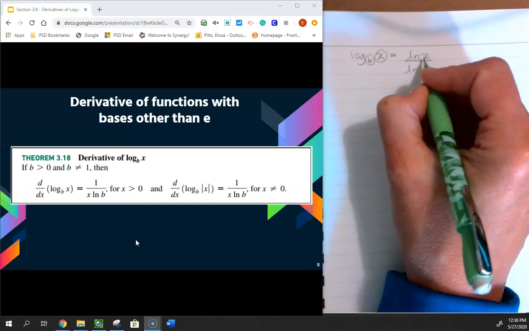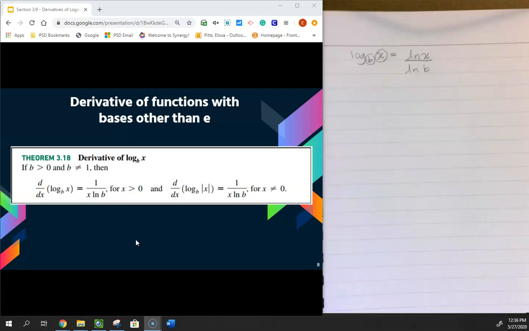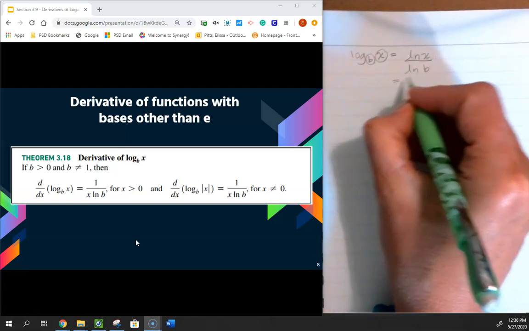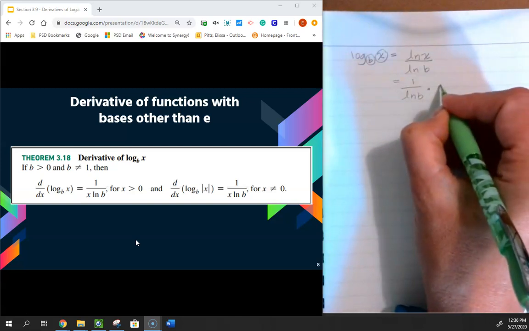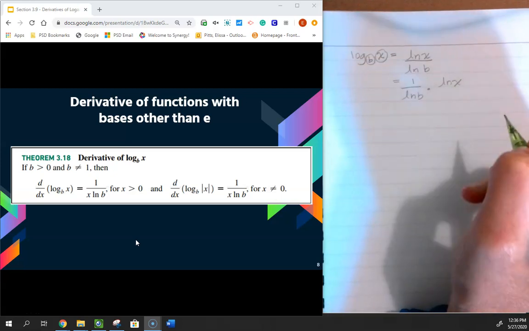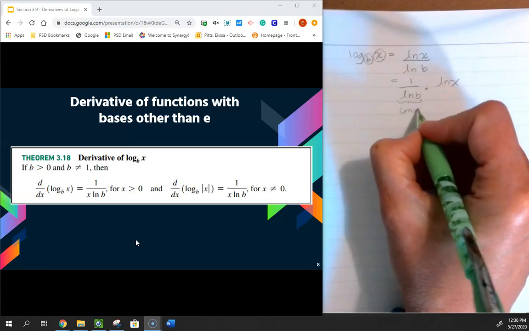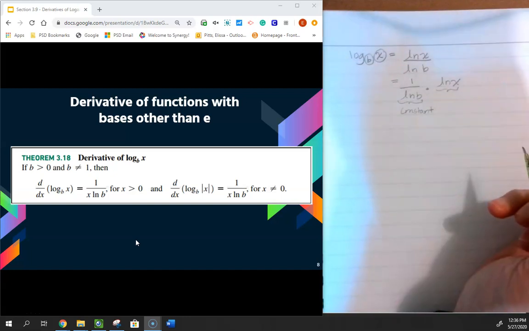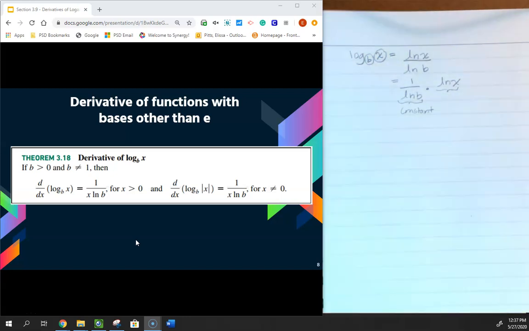You could put log base 2 of x over log base 2 of b, but since we know what the derivative of the natural log of x is, we're changing to natural logs. Now what I like to do is write this as 1 over the natural log of b times the natural log of x. This is going to be a constant, and this is your function of x. So when I take the derivative, I can leave this constant out in front and just take the derivative of the natural log of x.